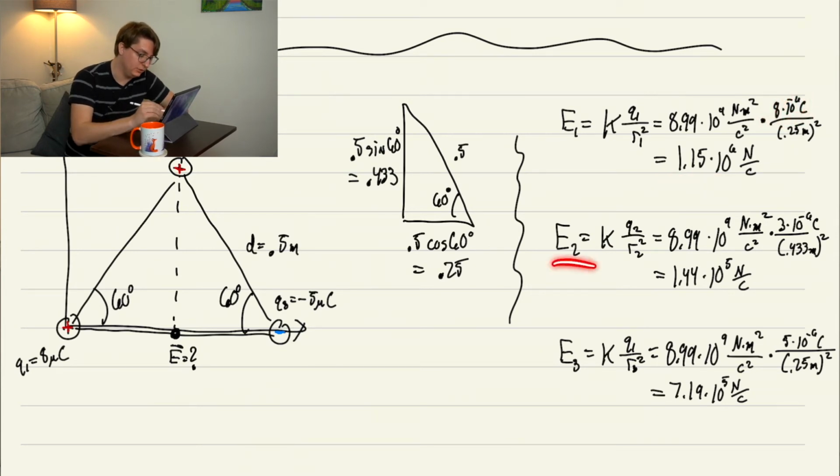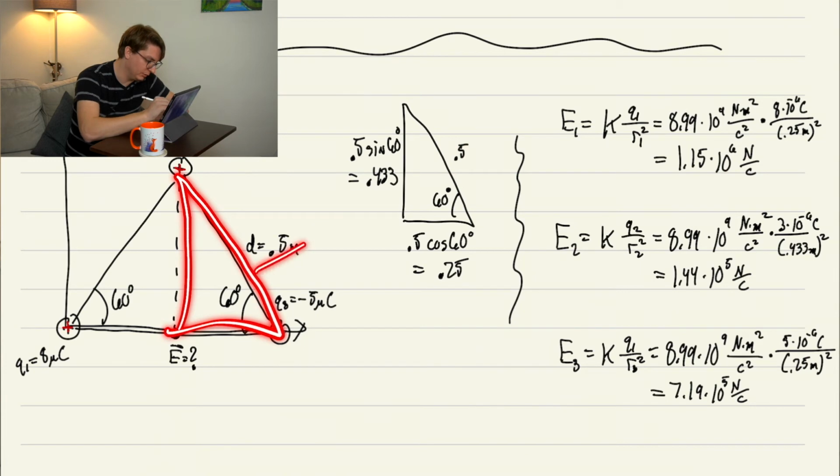The problem is looking at E2, the electric field created by the second charge here. This distance isn't so obvious, so we're going to have to do a little bit of trigonometry. We draw this triangle and transport it over here.